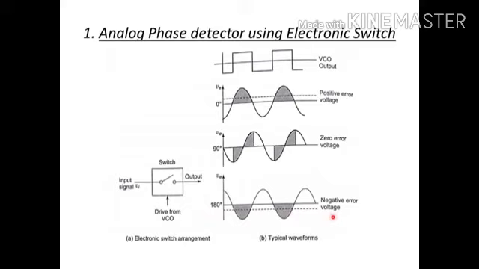So the conclusion here is, when the phase shift between the two signals is equal to 90 degrees, we get the output error voltage as 0. Once you get the output error voltage as 0, it means that the VCO will not shift its frequency further, and when the VCO does not shift its frequency further, it means that the PLL has been set to acquire the lock condition. So this is the operation of the analog phase detector using an electronic switch.